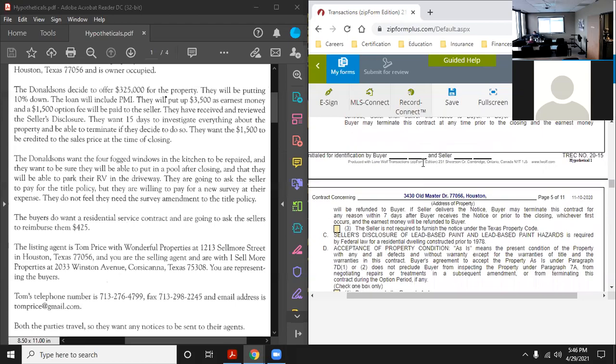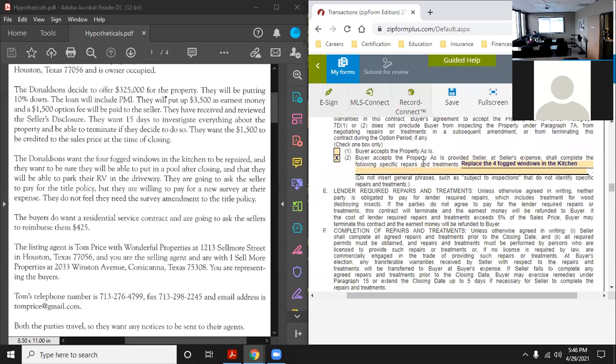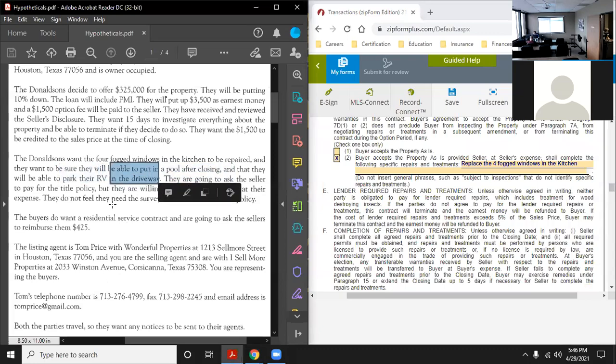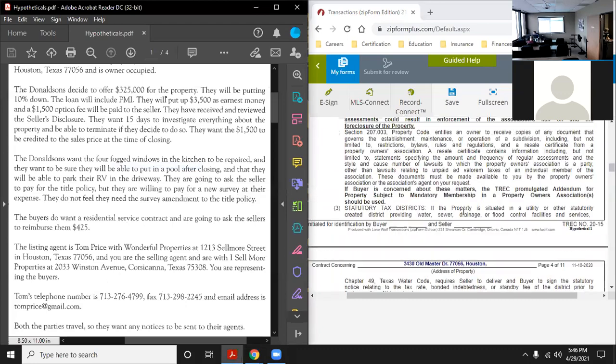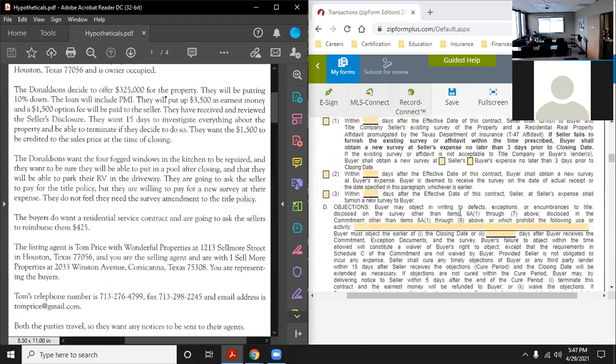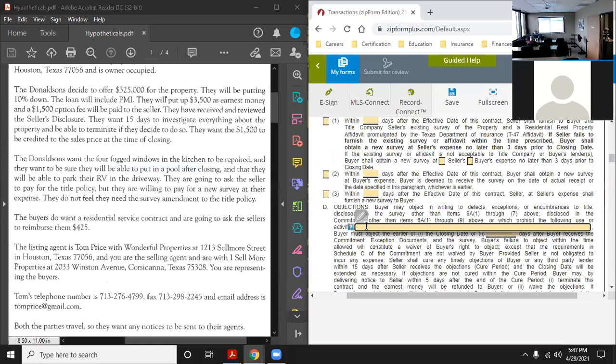So that would be for that. And then if they want to be able to put a pool in after closing and they want to be able to park their RV, that is something you would put down. I don't remember this in objections. So in objections, remember this is where you put residential and rental use. You can also put, let's see.